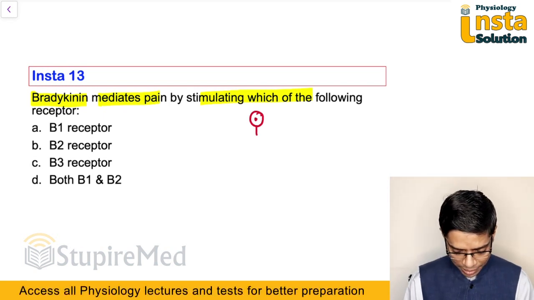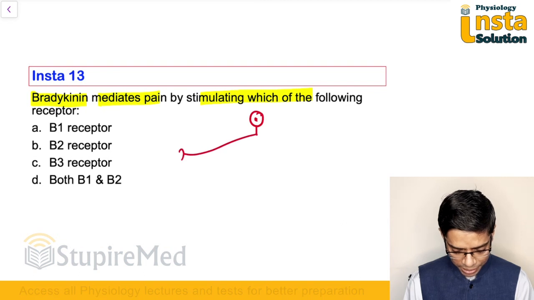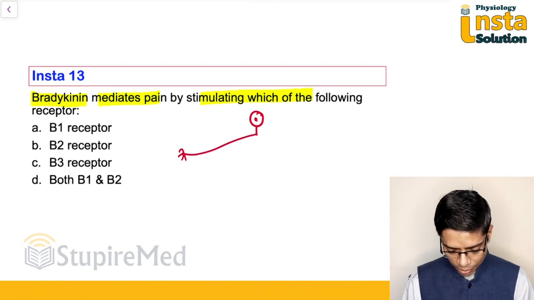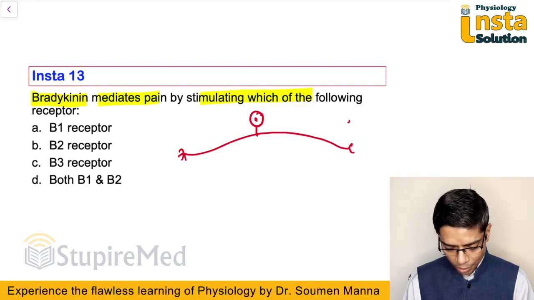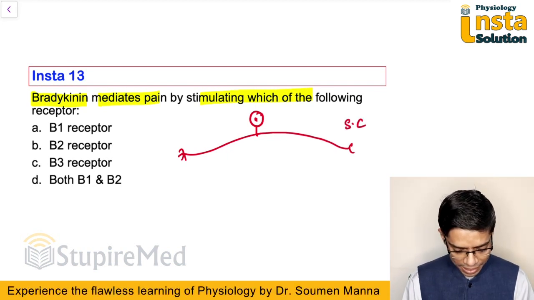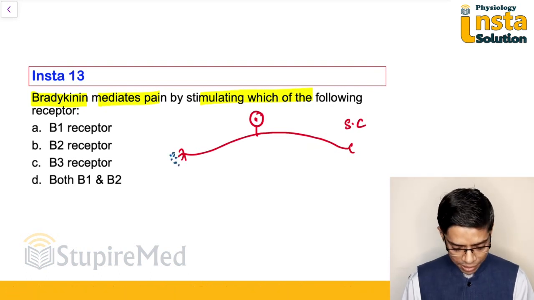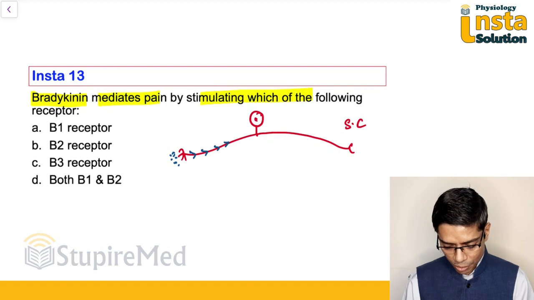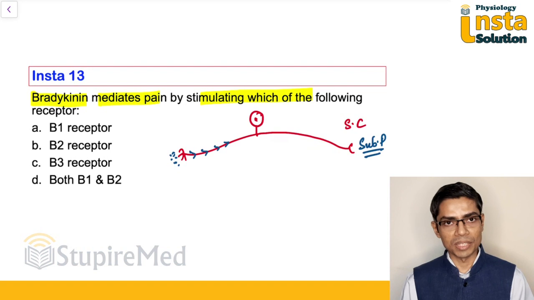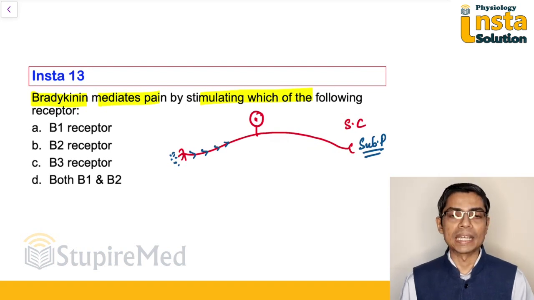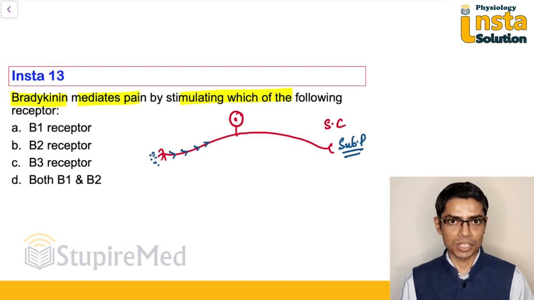Suppose this is a cell body, and this is the part present at the level of your skin, and this is the part present at the level of the spinal cord. If there is presence of bradykinin here, it will stimulate this sensory neuron, and because of the stimulation, the sensory neuron is going to produce substance P and other transmitters from this region. So this will cause enhanced pain transmission.